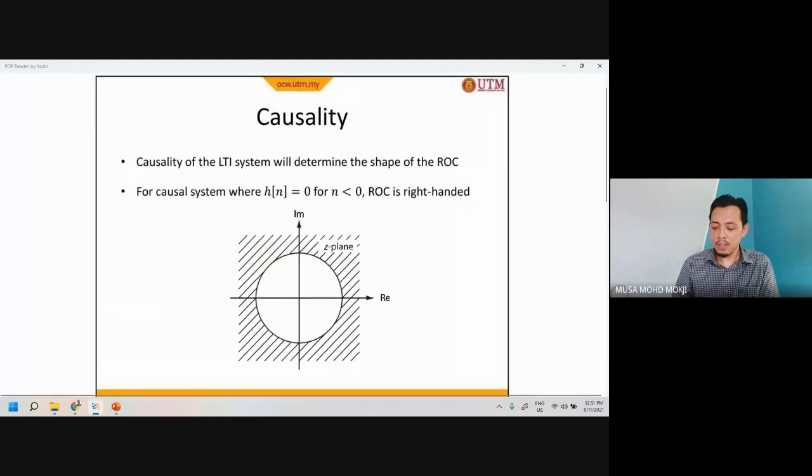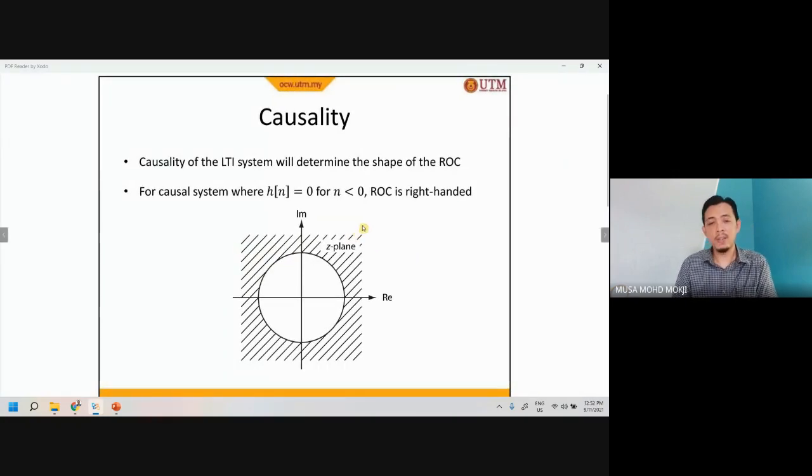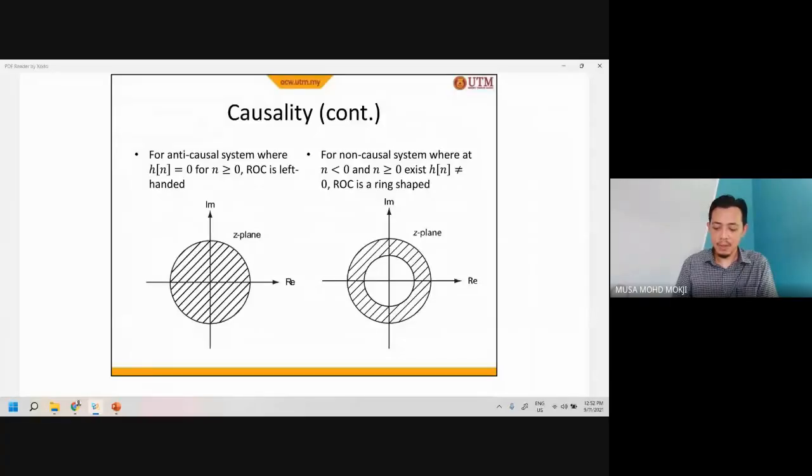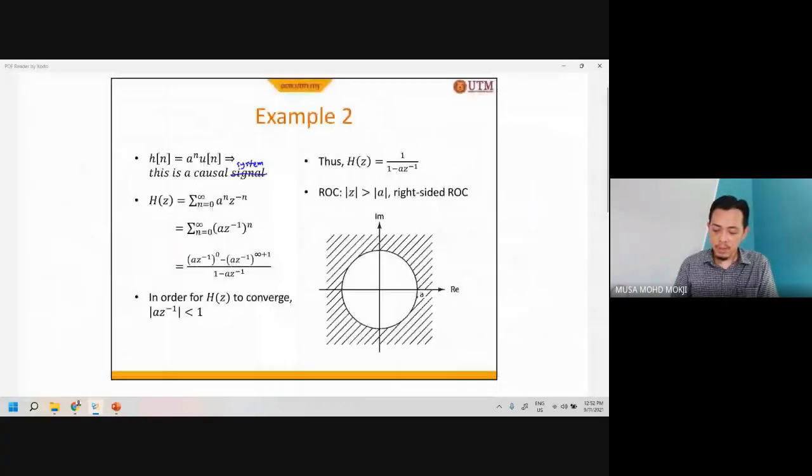So now this is the third method. We are using the Z domain, the Z plane, to check causality. Causality of the LTI system will determine the shape of the ROC. For a causal system where h[n] equals 0 for n less than 0, this is by checking the impulse response, the ROC is called right-handed. Okay, we call it right-handed.